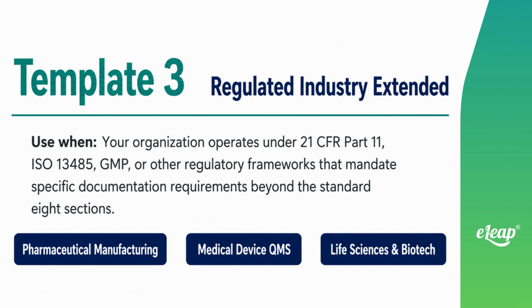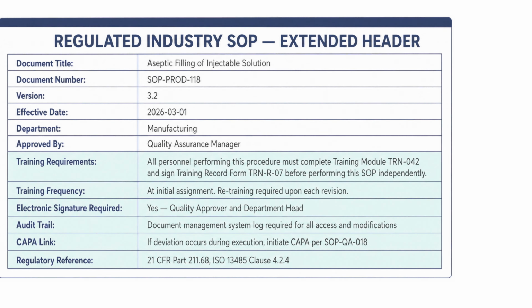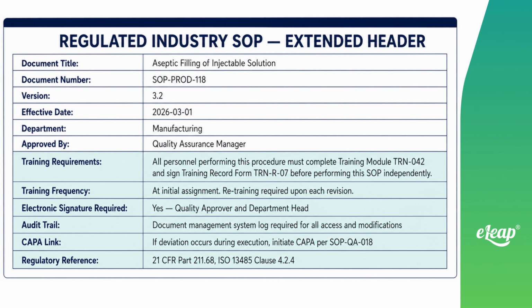Template 3 is the regulated industry extended format. This adds required fields beyond the standard 8 sections for organizations operating under 21 CFR Part 11, ISO 13485, GMP, or similar regulatory frameworks. The additional fields are not optional. They are what auditors and inspectors look for. If your organization is regulated and your SOP template does not include these elements, your document control system has a gap. Template 3 adds 6 fields to the standard header.